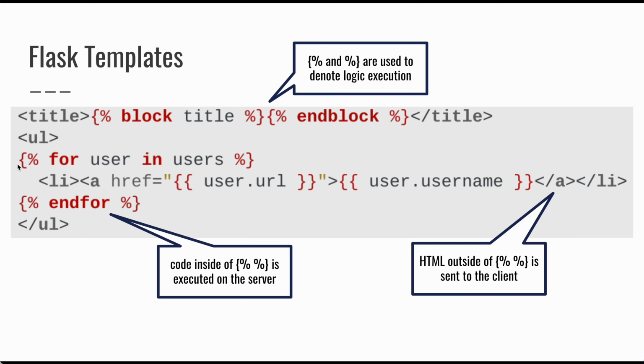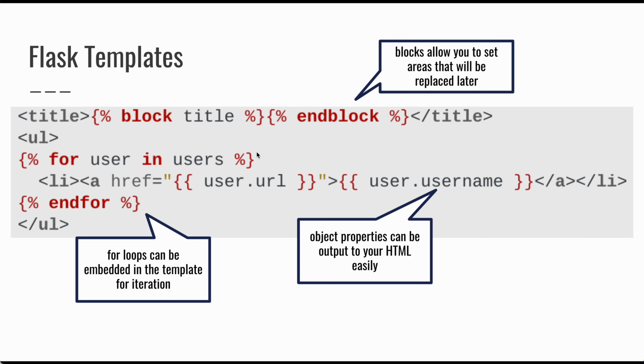But when we execute this on the server, this will allow us to iterate. It'll allow us to show sections of a page selectively, so that we can be a little bit more direct in the way that we're building our HTML code, but also a little bit more flexible without having to go into the detail of using Python or another language. So blocks allow you to create this space that will be replaced later. We have for loops that can be used to iterate over objects or lists. We can show object properties in the HTML very simply.